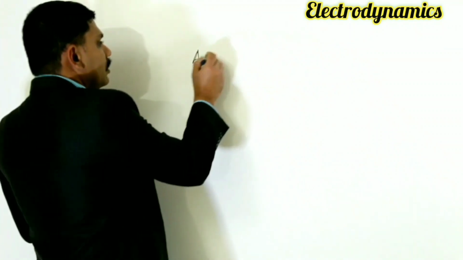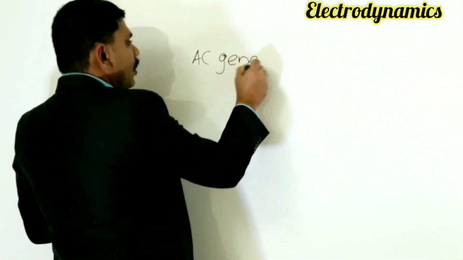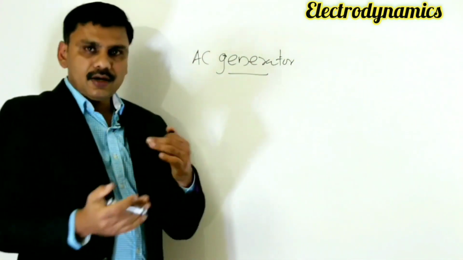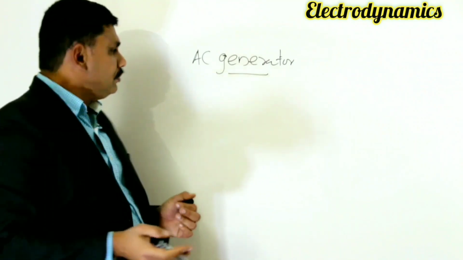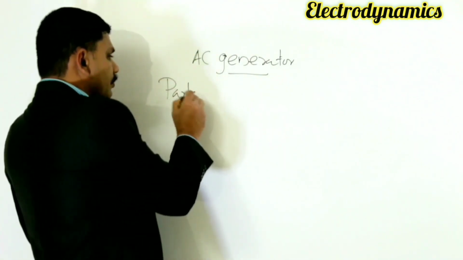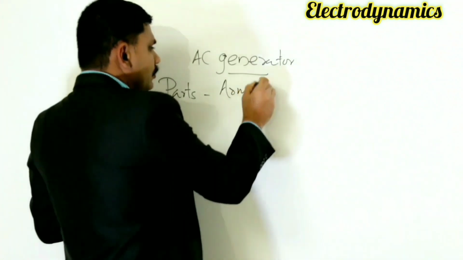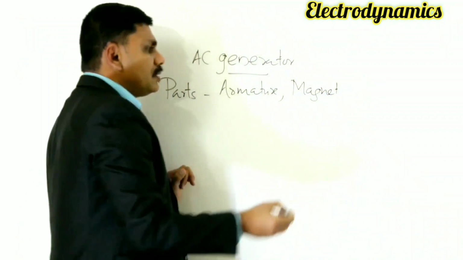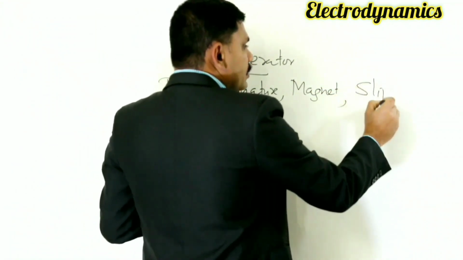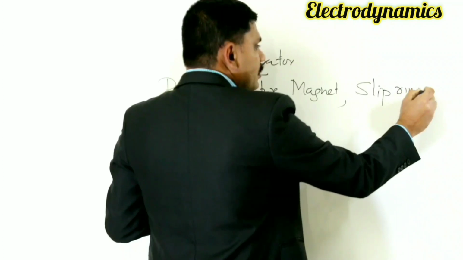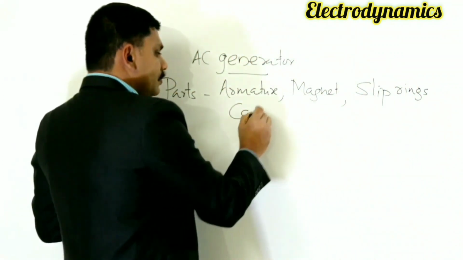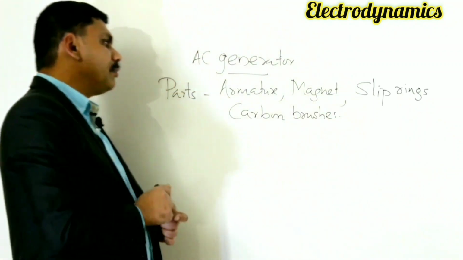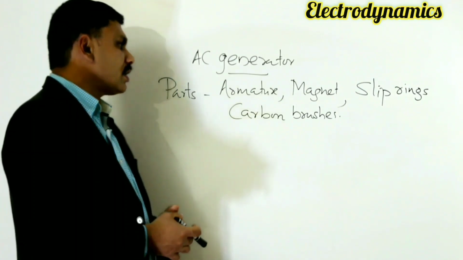The AC generator also works on the principle of electromagnetic induction. It converts mechanical energy to electrical energy. Which are the main parts? Armature, magnet, slip rings, and the carbon brushes. So these are the main parts of the AC generator.